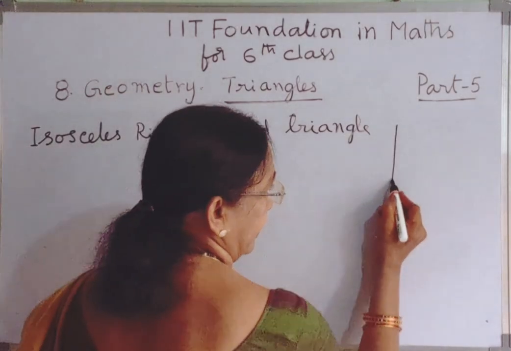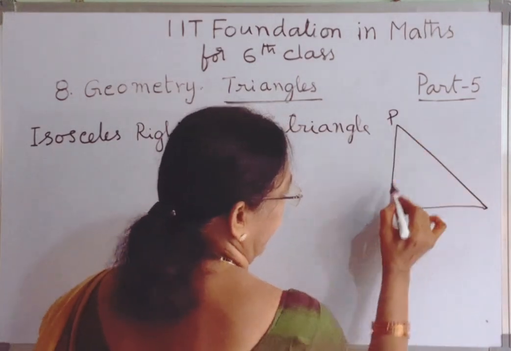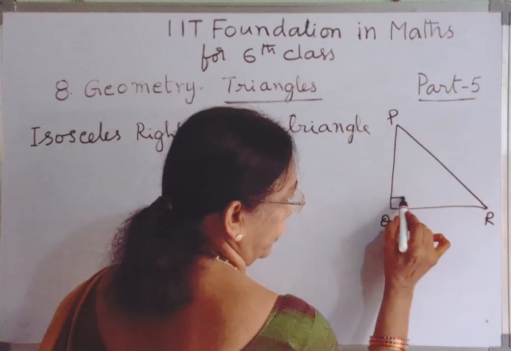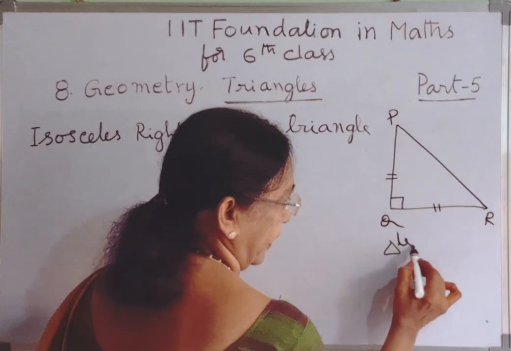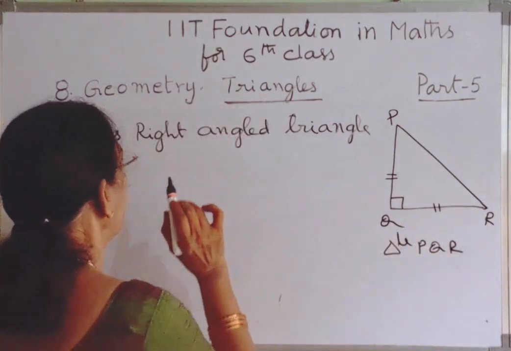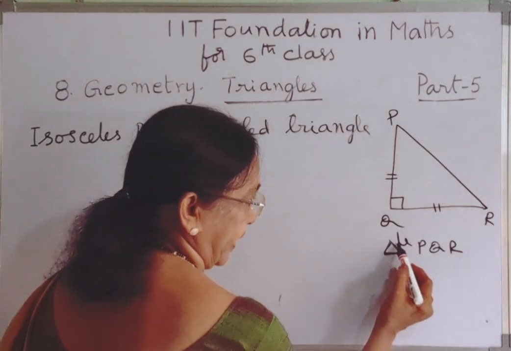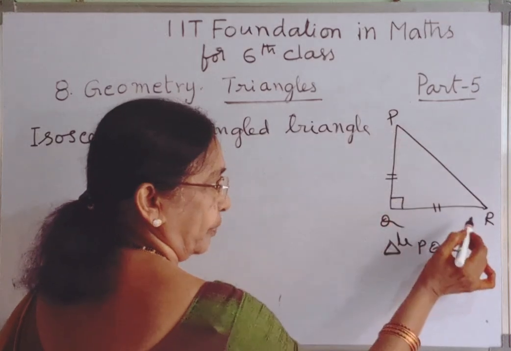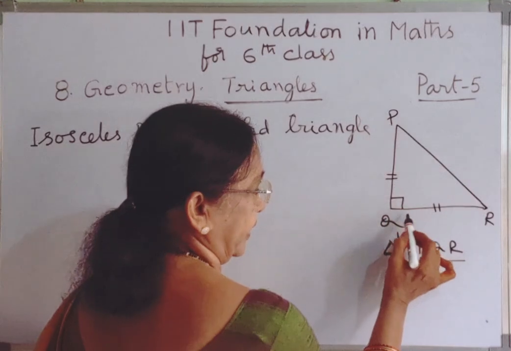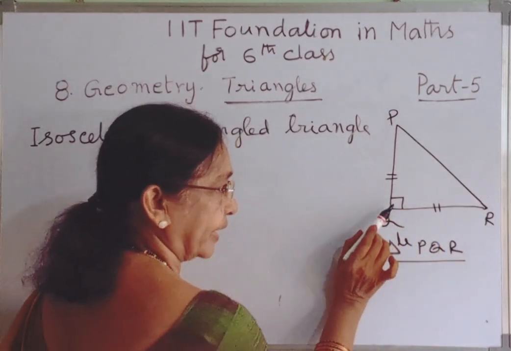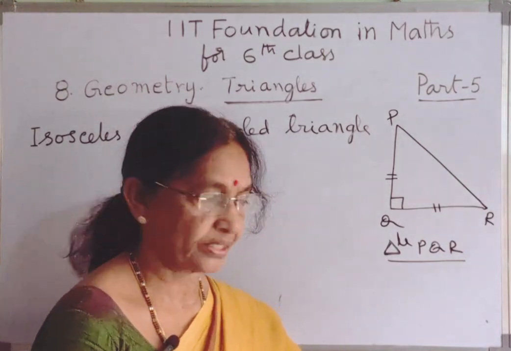For example, if we take this triangle PQR, here the angle at Q is a right angle and these two sides are equal, then triangle PQR is called an isosceles right angled triangle. Triangle PQR is written like this symbolically, and this is the right angle. Therefore this triangle has a right angle and two sides are equal, so this is an isosceles right angled triangle.